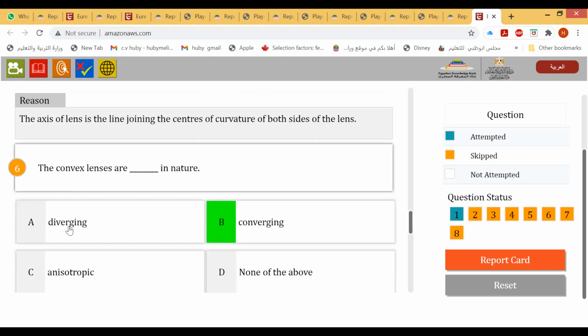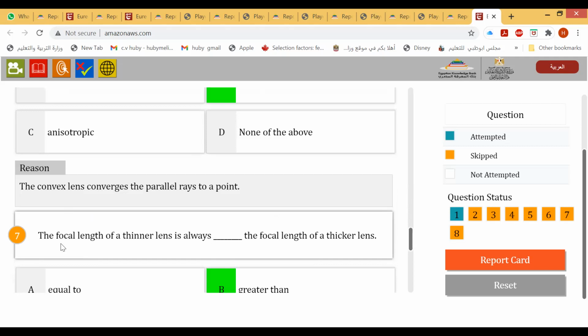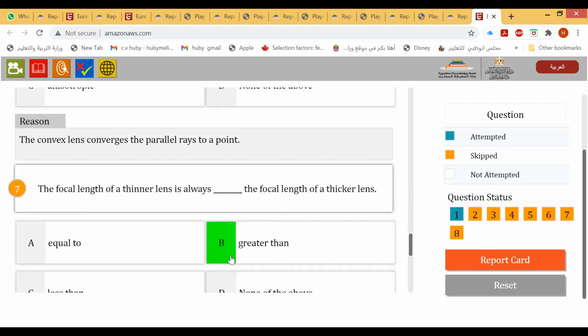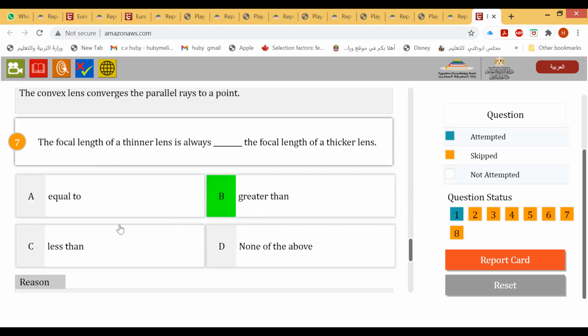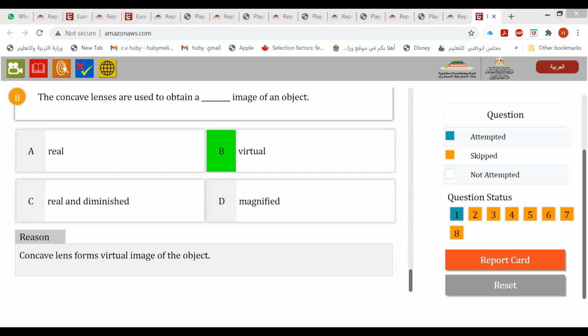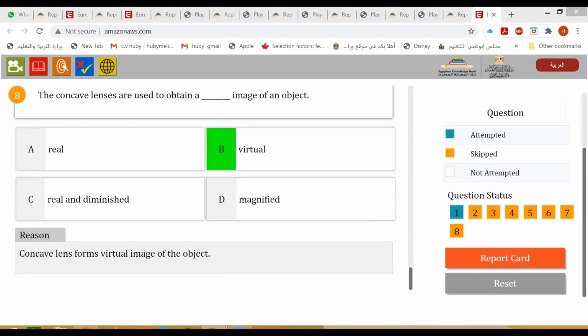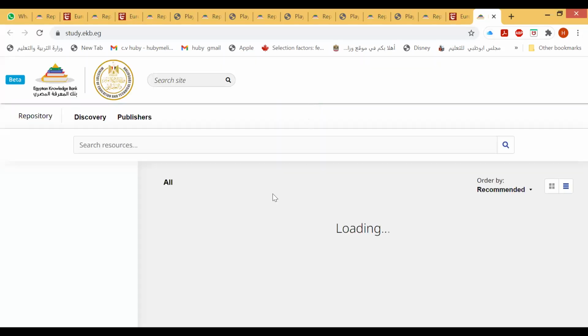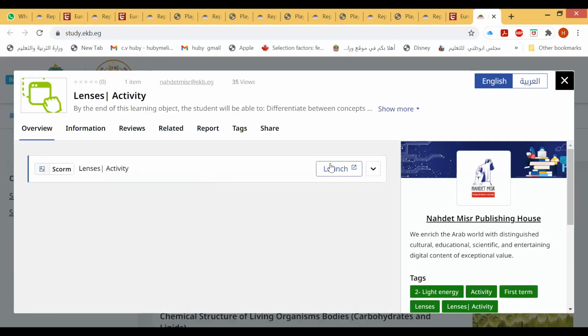Convex lenses are what in nature? Diverging or converging? Converging, because they collect light rays falling on them. The focal length of a thinner lens compared to a thicker lens: longer, greater or smaller? Greater. The concave lens is used to obtain what image: real or virtual? Virtual. Next slide, activities, time for fun.